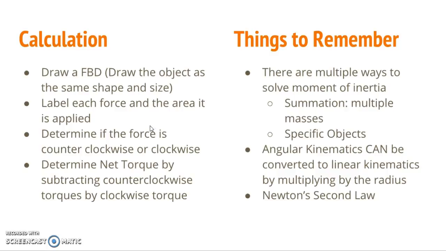Alright, so there are a couple things you should also remember. There's multiple ways to solve moment of inertia, which is basically mass, but in circular motion. So you'll have a summation formula, which is a summation of m r squared. And that's going to be when you have multiple masses attached to the same object. And then for specific objects, like if they give you a square, they'll give you a specific formula to use to find that moment of inertia.